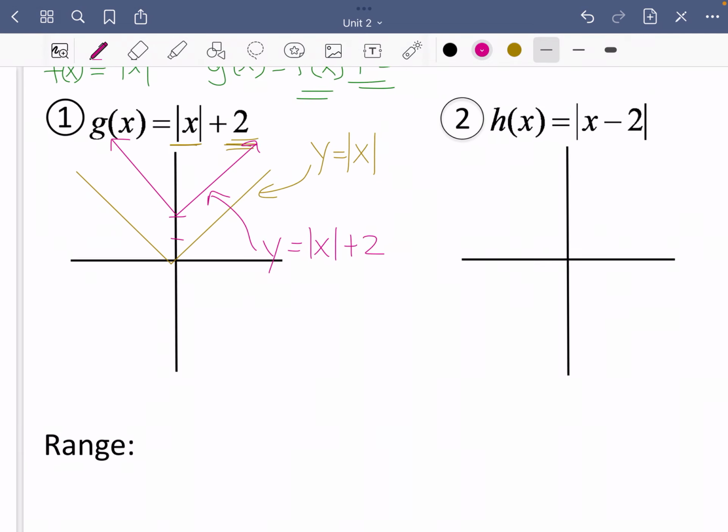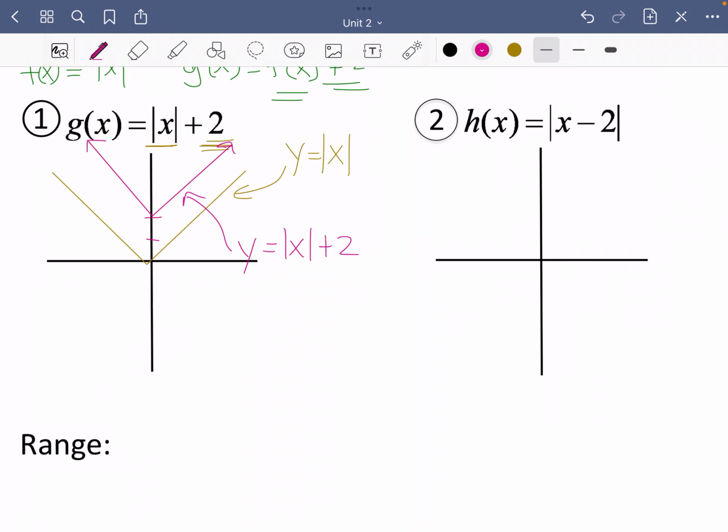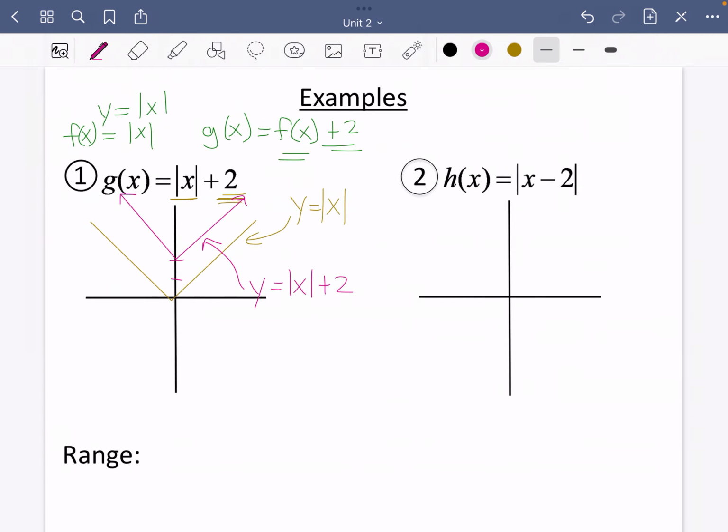What is the range of this new graph? Well, the range of our original absolute value graph, of that base graph, was 0 to infinity. So for this new graph, if we've added 2 to every value, our smallest value is now 2. Our largest value is still infinity. So this is the range for our new function.